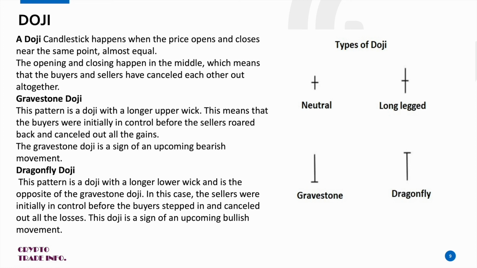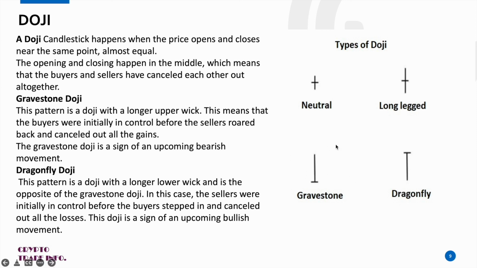So as you can see, depending on the type of doji, it determines whether it's bullish or bearish. But a doji on its own is actually an indecisive candle. When it's neutral or long-legged, it's an indecision candle. You are not to take any decision. You have to wait for the next candlestick to know the market trend.